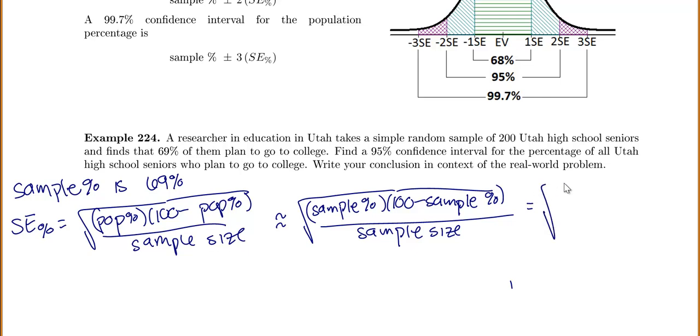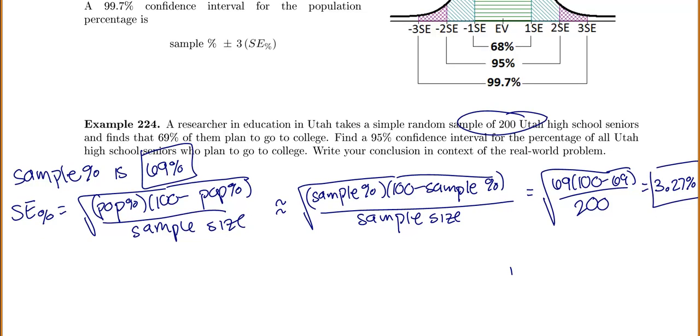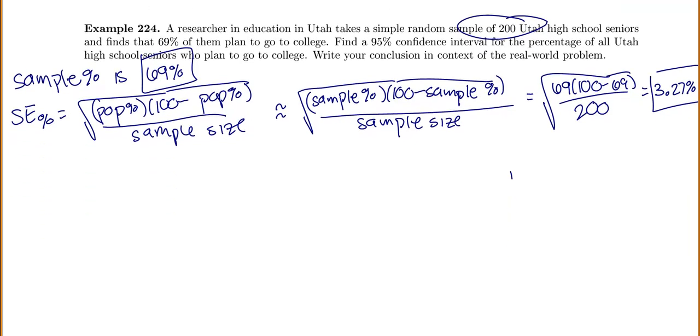Now this is the square root of our sample percentage, 69, times 100 minus 69, divided by my sample size. We took a sample of 200 Utah seniors, so my sample size is 200. And this gives me 3.27%. So we have our sample percentage, we have our standard error. Now I can find my actual confidence interval.